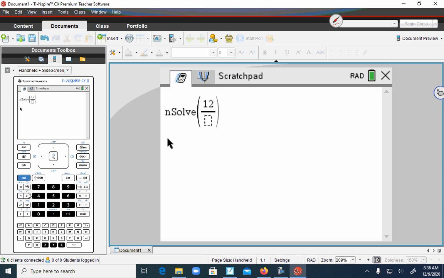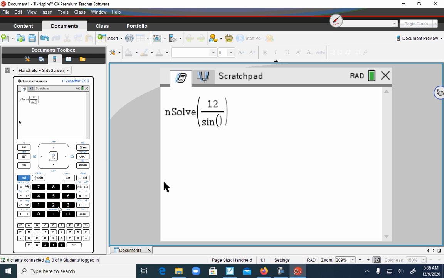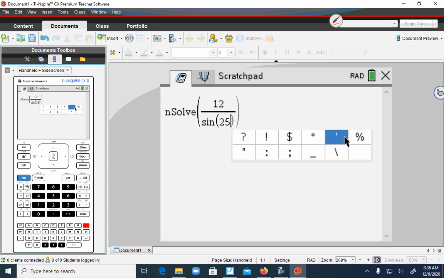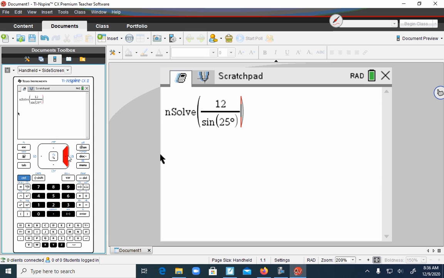over the sine of 25 degrees. And probably the most important thing you're going to have to do for this is remember to hit the degree symbol, because your calculator is in radians. So if you don't hit this degree symbol, you're not going to get the right answer. I'm going to get out of that fraction, hit the equal sign, set up another fraction.